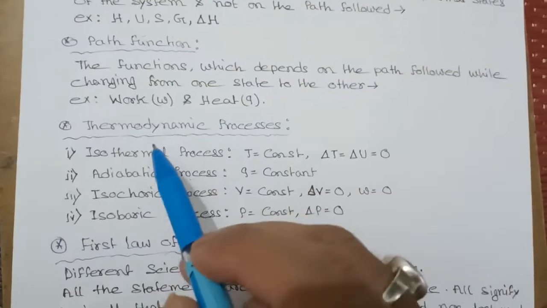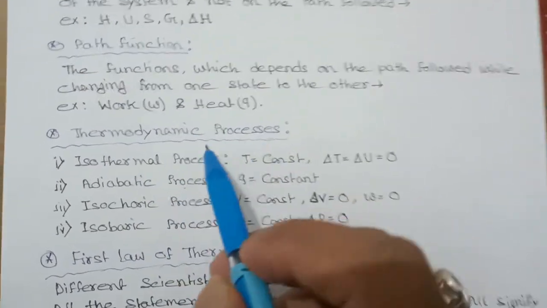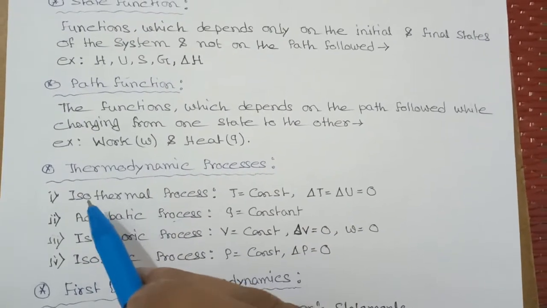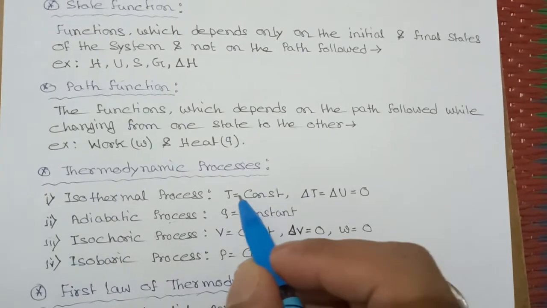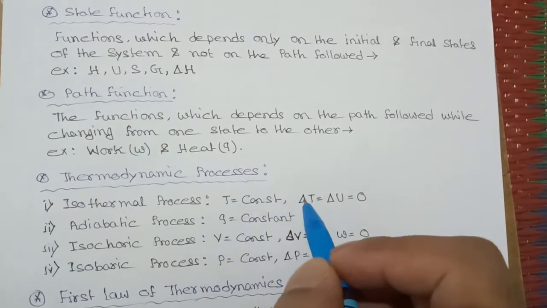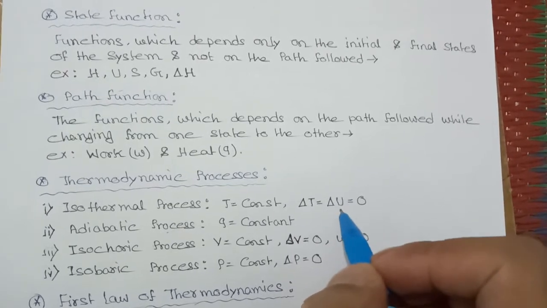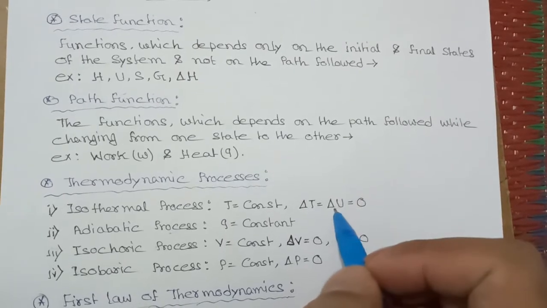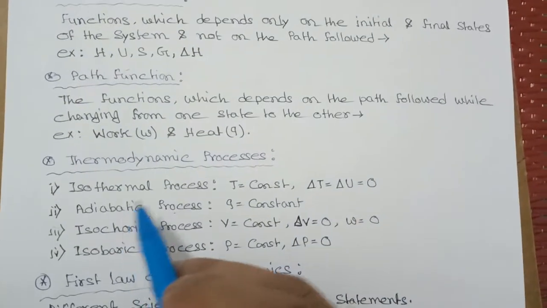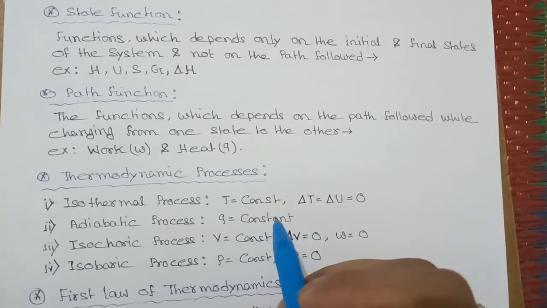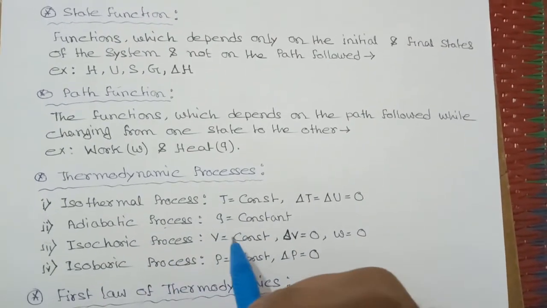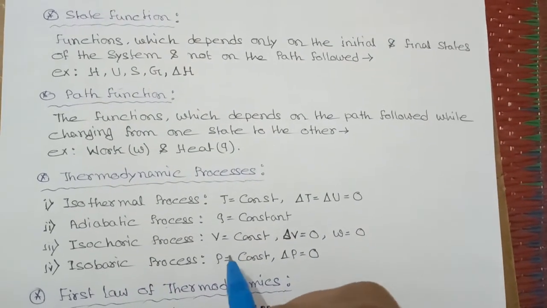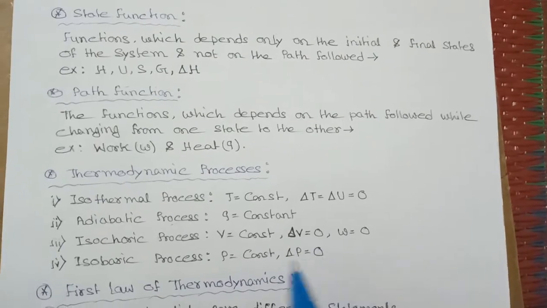Okay. There are several kinds of thermodynamic process. First one is isothermal process. Iso means same, thermal means temperature. So temperature will be constant here. Temperature constant means change in temperature will be 0, and internal energy depends on temperature. So del T 0 means del U will also be 0. And in adiabatic process, heat remains constant. In isochoric process, volume should be constant, so change in volume will be 0. And isobaric process means pressure will be constant, so change in pressure will be 0.